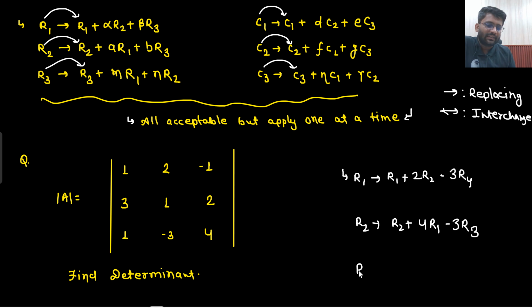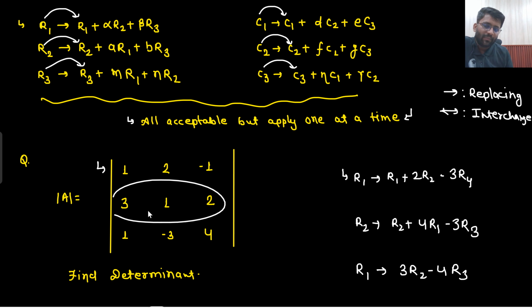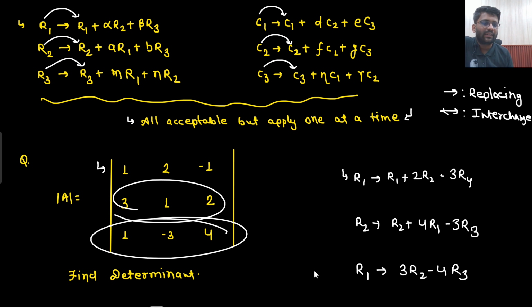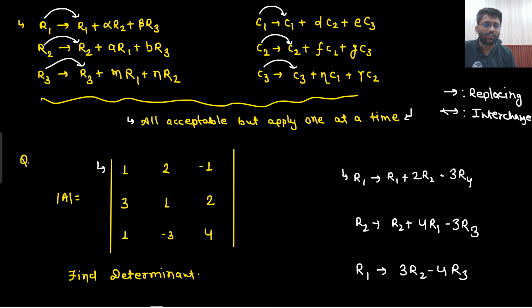Someone would say, sir, can I do this thing? R1 is replaced with 3R2 minus 4R3. Basically, can I replace this row with double of this, then minus triple of this? No, you cannot do that. If you are changing R1, then you have to use R1. I am replacing R1 with something, then I will have to use R1, then plus something, minus something, whatever I want to do. If I am applying a row operation, then everything happens with rows. If I am applying a column operation, everything happens with columns, and one operation at a time only.